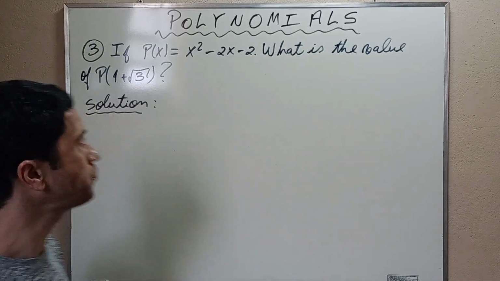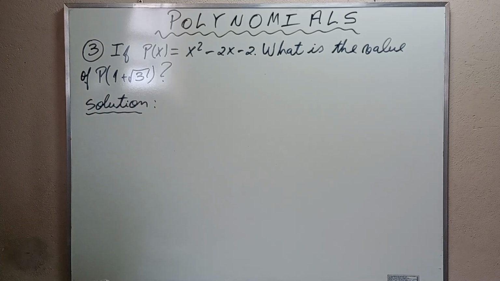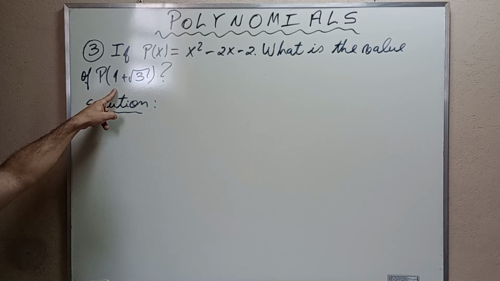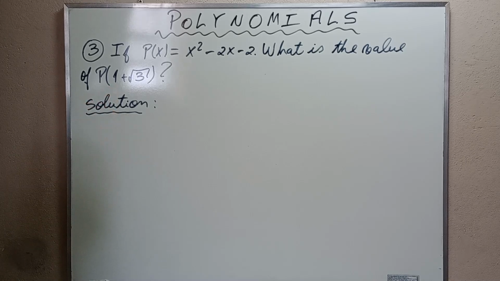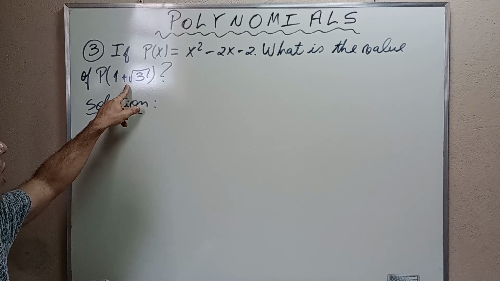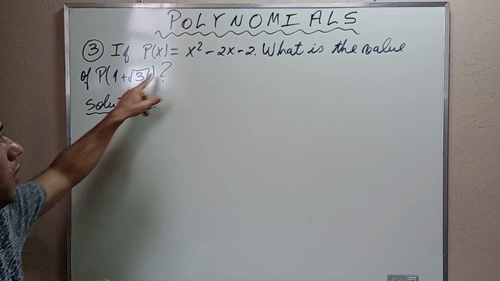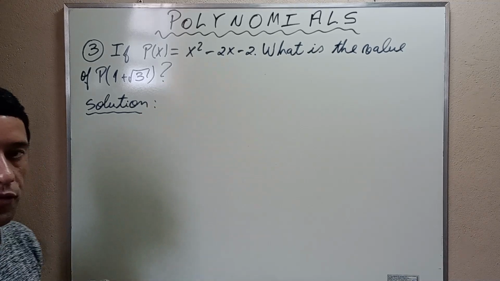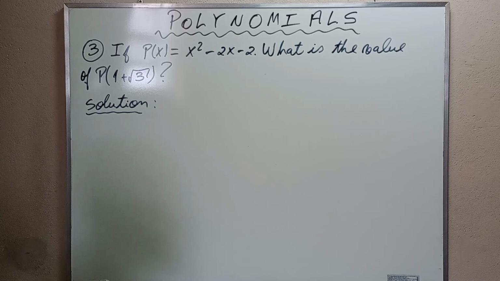Exercise number 3 now. If p of x is equal to x squared minus 2x minus 2, what is the value of p of 1 plus the square root of 3? Okay, my friends, this is the exercise. Let's go to the solution. All we need to do is to simply use 1 plus the square root of 3 in the place of x, as we did in the previous exercises. Let's do it.